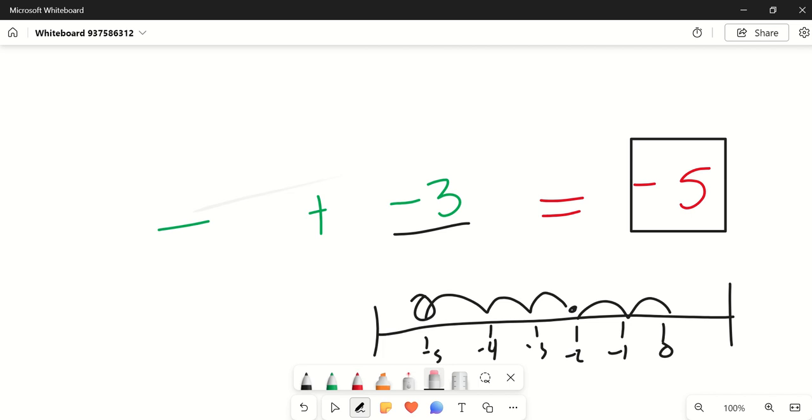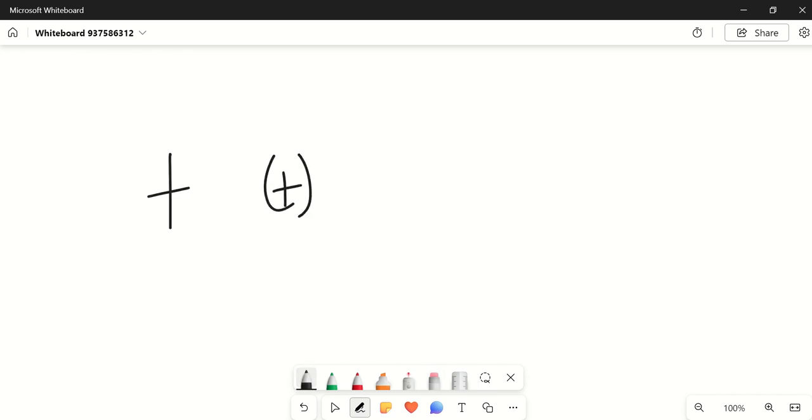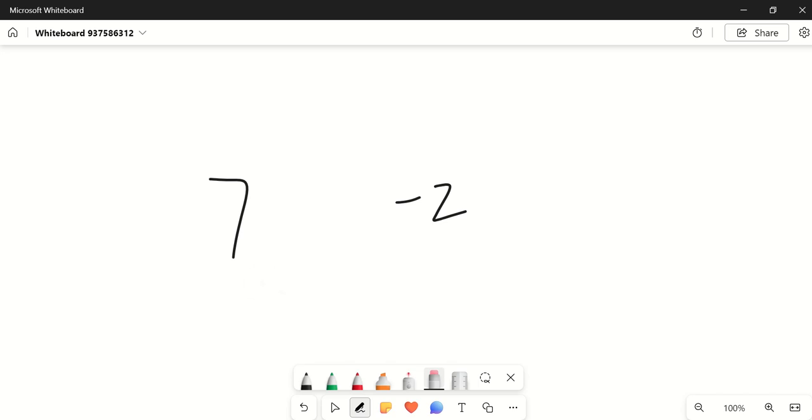Now, when you add negatives and positives together, that's where it gets a little tricky. The easy way is a positive plus a negative will just mean that number minus this other number. An example would be if I wrote 7 plus negative 2. The plus would just go away and this would become 7 minus 2, which would be 5.